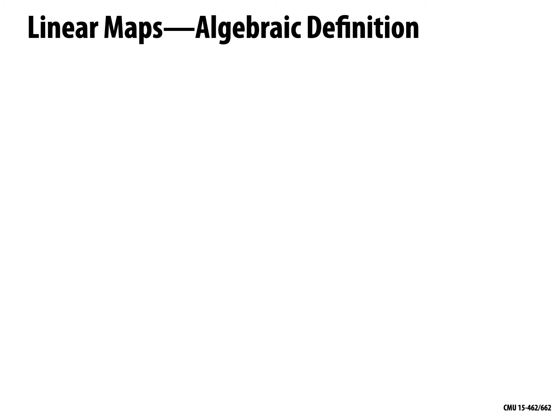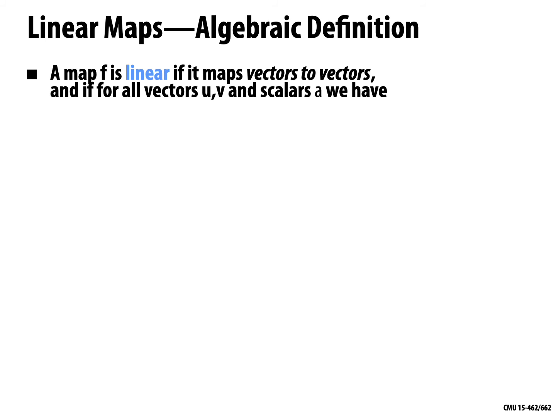How about a more formal algebraic definition? So this time we're going to go the other way around. We're going to look at the properties and then try to understand why these properties make sense. So we're going to say a map F is linear if, for one thing, it takes a vector as input and produces a vector as output. These vectors, by the way, don't have to be the same dimension. They don't have to come from the same vector space. I could have a linear map from R2 to R3 or R3 to R2.